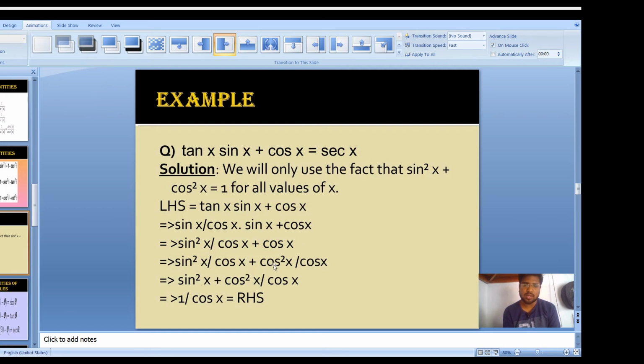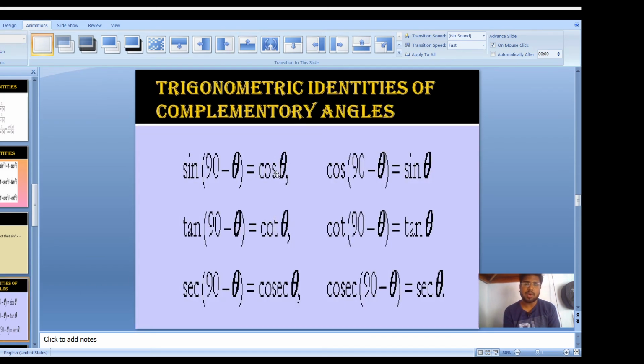So sin square x upon cos x plus cos square x upon cos x. Taking the LCM of cos x, we get (sin square x plus cos square x) upon cos x. We know that cos square x plus sin square x is 1, so it is 1 upon cos x, and that is sec x. So the question is proved, LHS is equal to RHS. Okay, this is another important formula: sin theta equals cos of (90 minus theta), which you need to remember.